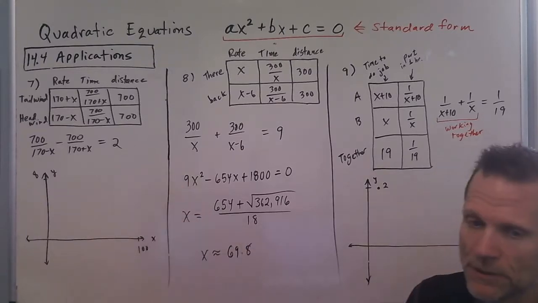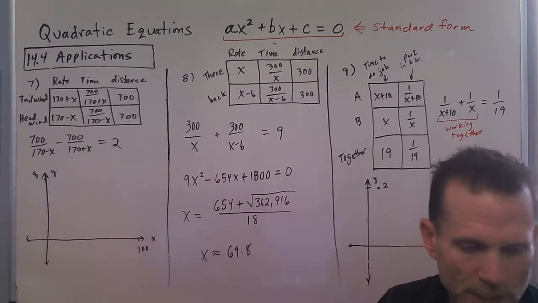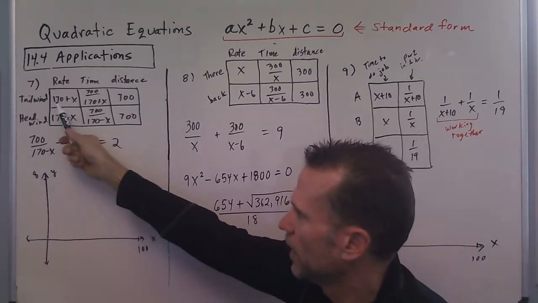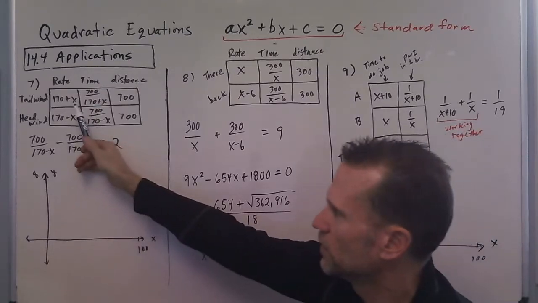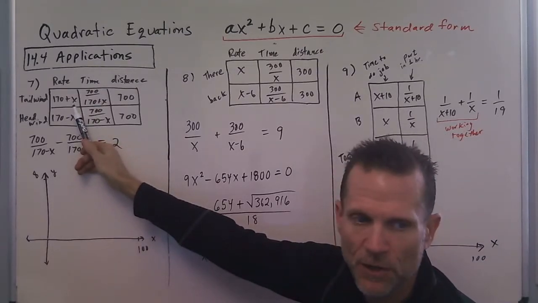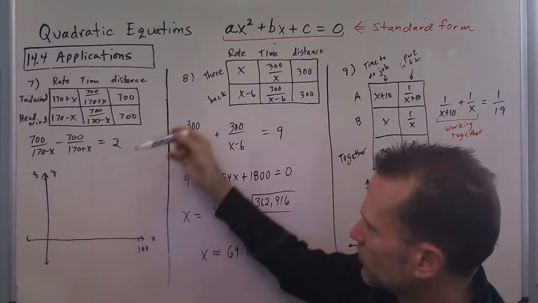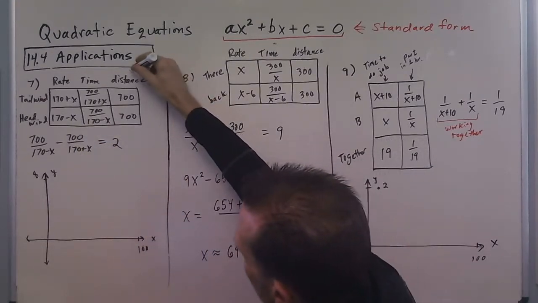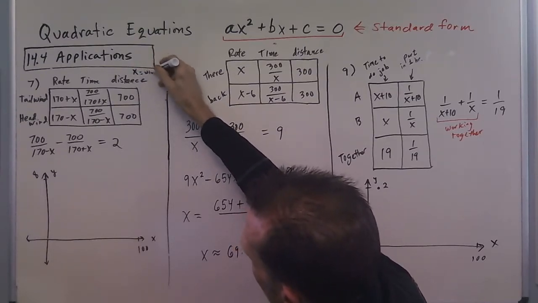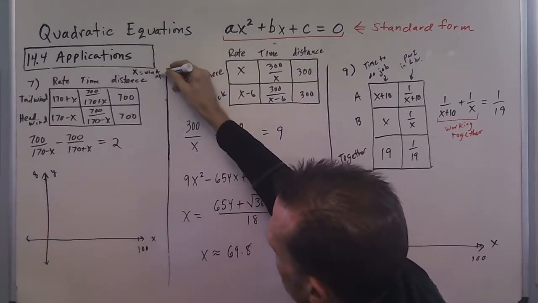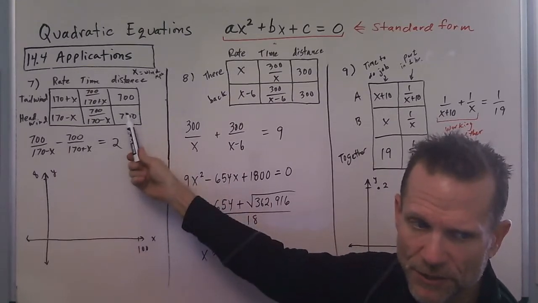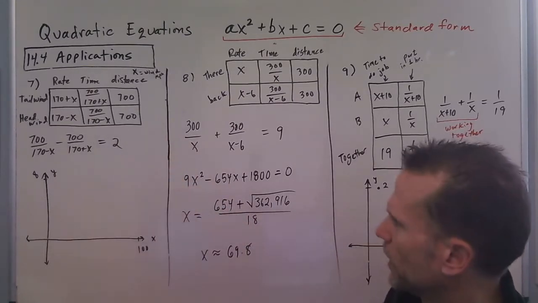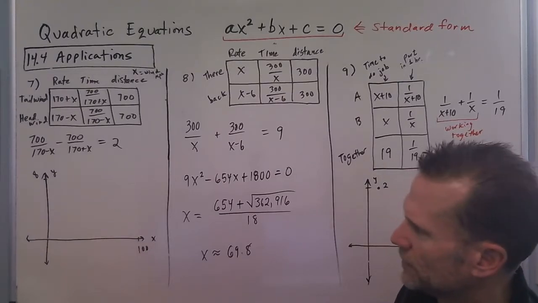So number 7 talks about an airplane that can go 170 miles per hour in still air. And then here we put for a tailwind, we add the wind speed on. Okay, so X is standing for the wind speed. We can probably remember that X equals wind mph. So it covers a distance of 700 miles with the tailwind and 700 miles with the headwind.